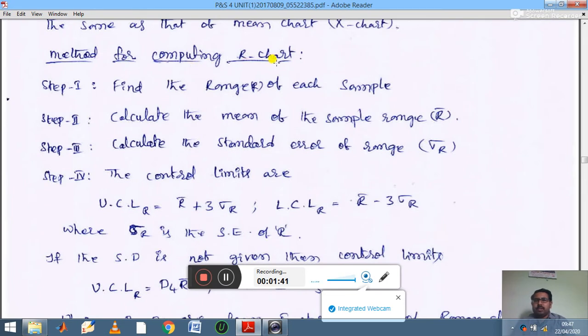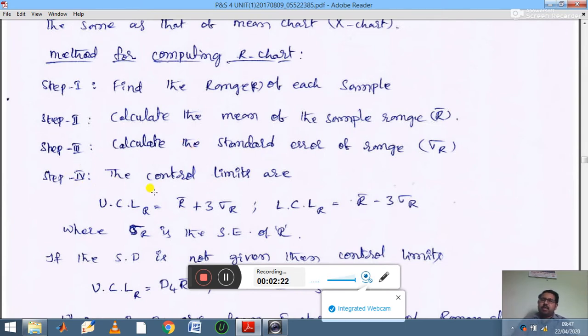The method of computing the R chart: step 1, find the range of each sample. Usually they give range values, but we need to identify in the given problem what the range is. Then step 2, calculate the mean of the sample range. We need to take the average of the given ranges, that is, R bar. Then in step 3, calculate the standard error, that is sigma R.